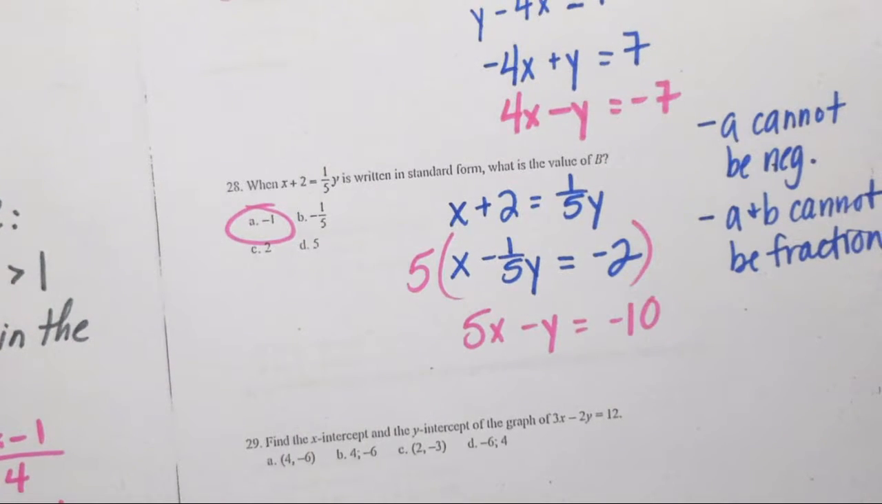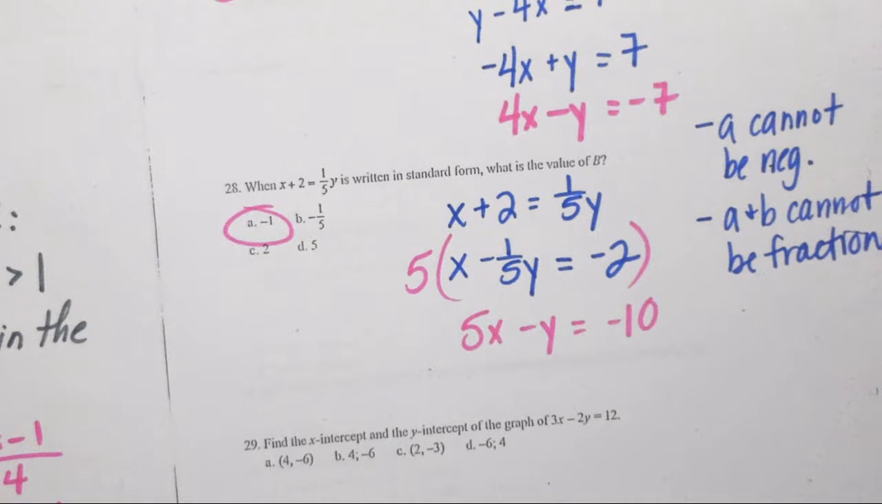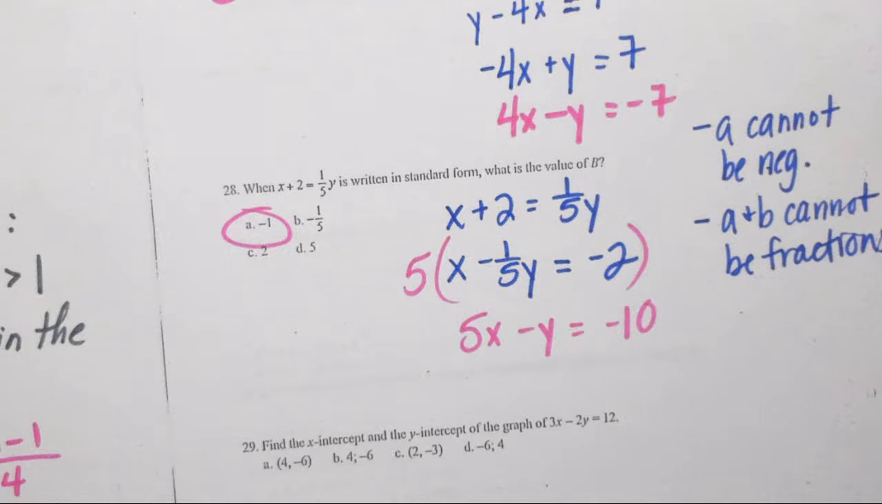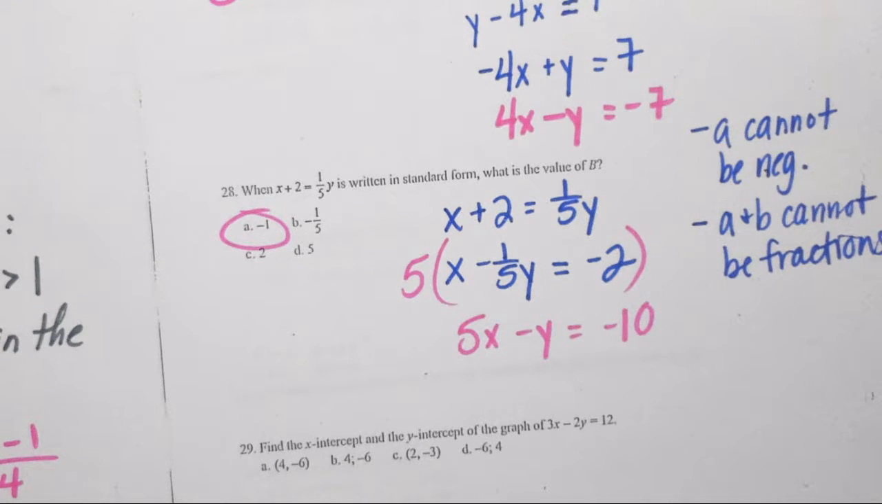Again, they're tricking you because that required you to remember that last step. I put it in standard form and thought the answer was negative 1/5. But we were picky in standard form that a and b had to be whole numbers. They could not be fractions. And I was like, oh, okay, we're ending on a positive note.